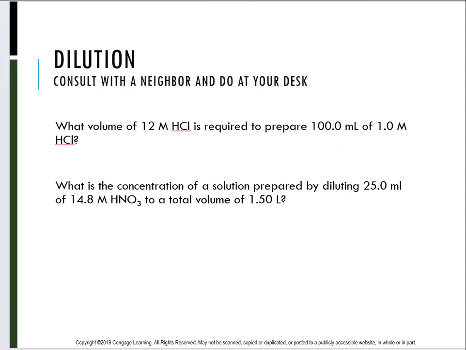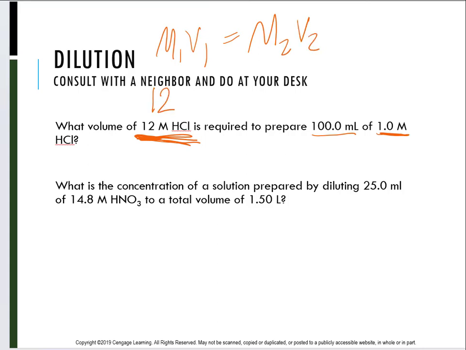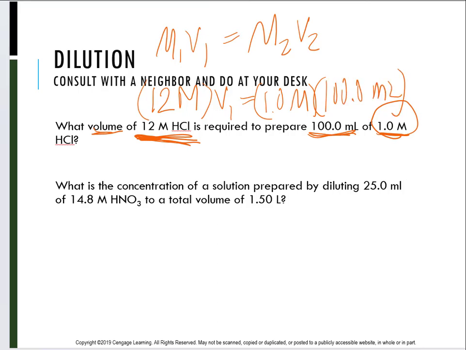So let's look at an example problem here. What volume of a 12 molar hydrochloric acid solution? So this is our concentrated because it's 12 molar, and it wants to prepare 100 milliliters of 1 molar. So obviously 12 molar is my concentration. So for my M1V1 equals M2V2, I'm going to say my 12 molar, it wants to know what volume of it. So I'm going to say V1 is equal to M2, my second molarity, which is 1.0 molar, times volume, 100.0 milliliters.